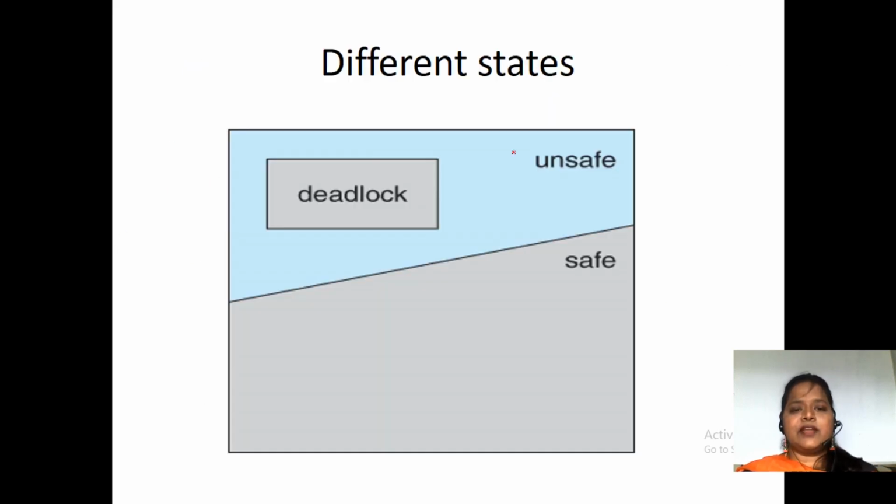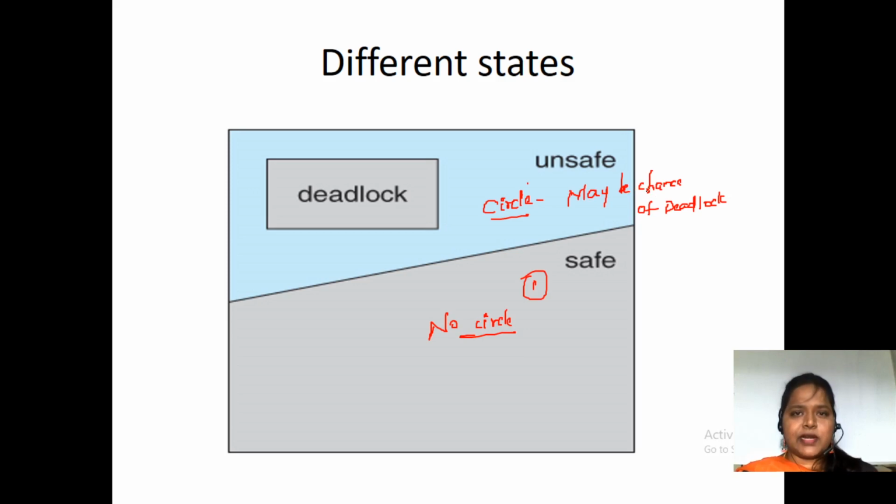So here there are different states. The first one is the safe state. That means no circle, then we say that it is a safe state. If a circle is there, there may be a chance of deadlock. Fine. If a circle is there, there may be a chance of deadlock, but I'm not saying that if a circle is there then there will be a deadlock. There will be a chance of the system getting into the deadlock.